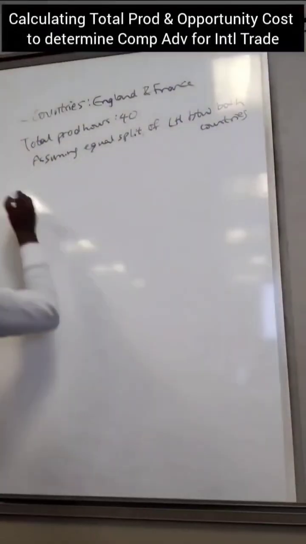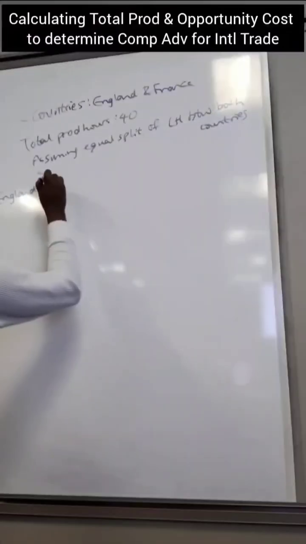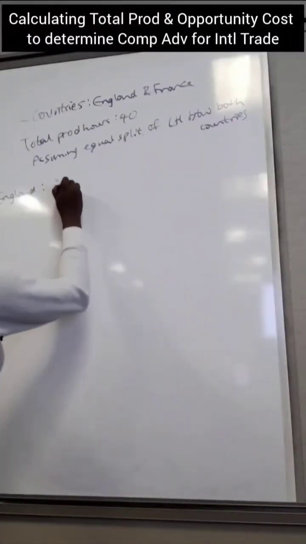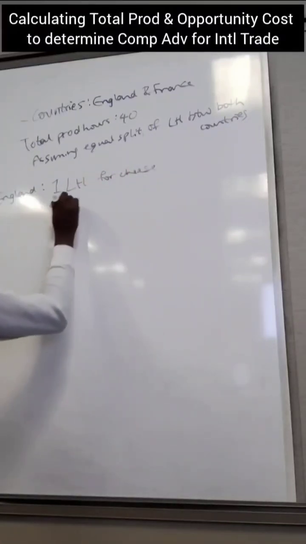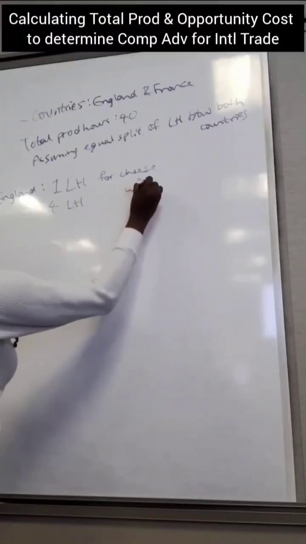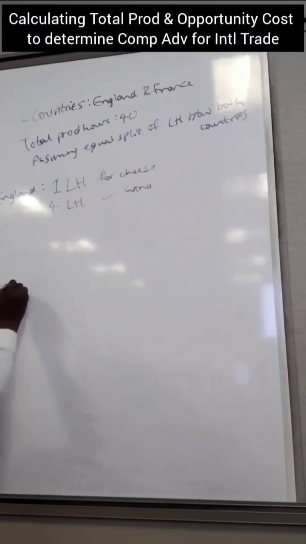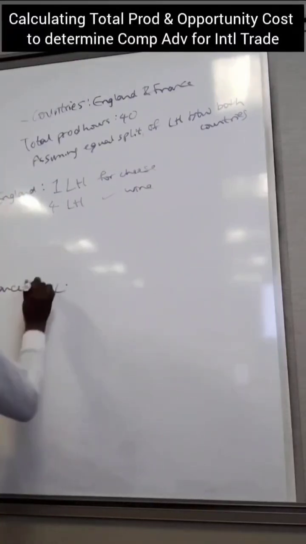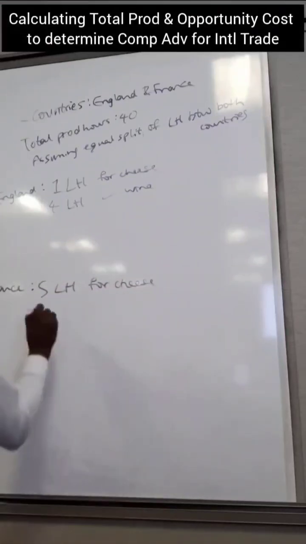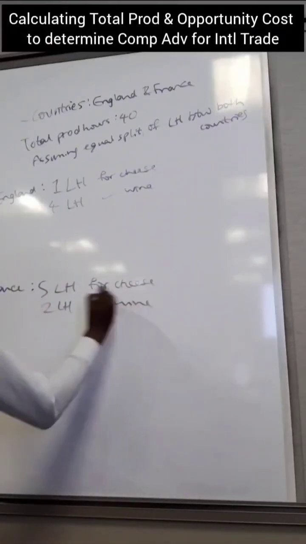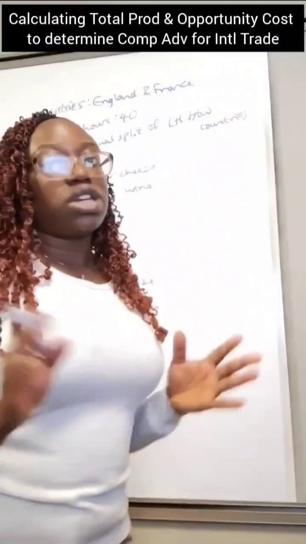Now, if you have England using 1 labor hour to produce cheese and 4 labor hours to produce wine, then you have France on the other hand with 5 labor hours to produce cheese, and then 2 labor hours for wine. Okay, so now you want to determine which country has a lower opportunity cost for which good so that you know what to specialize in.